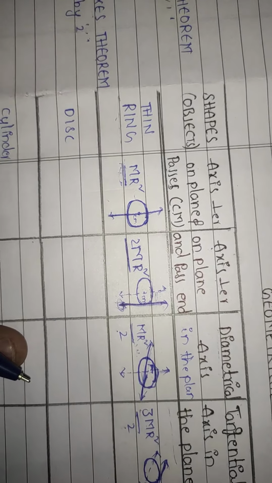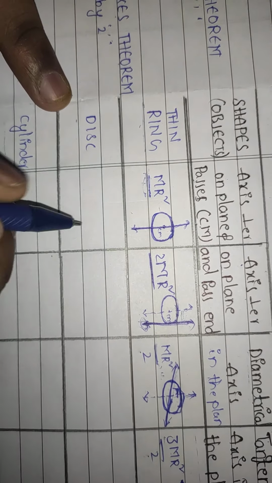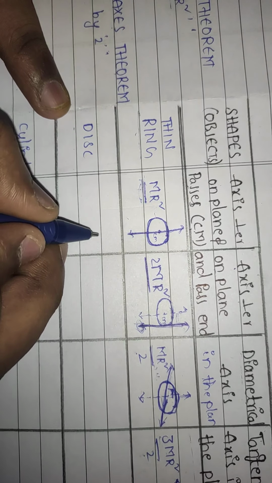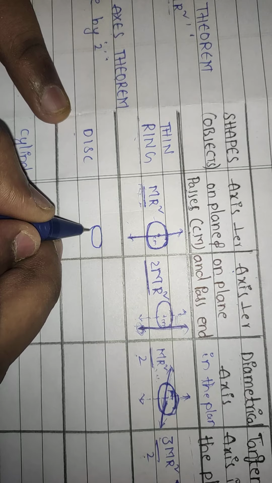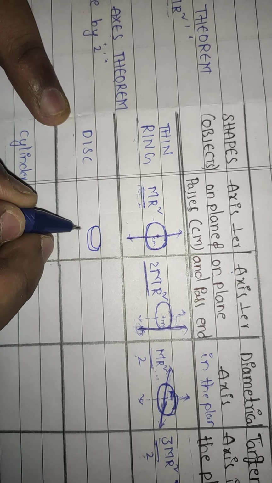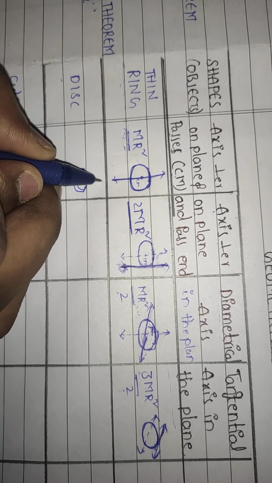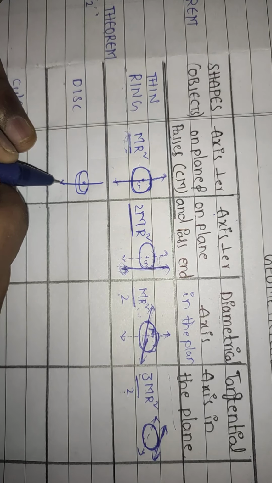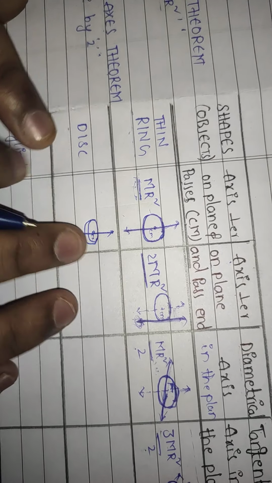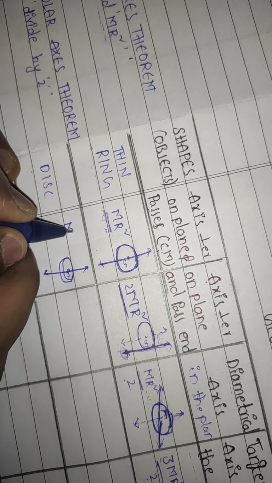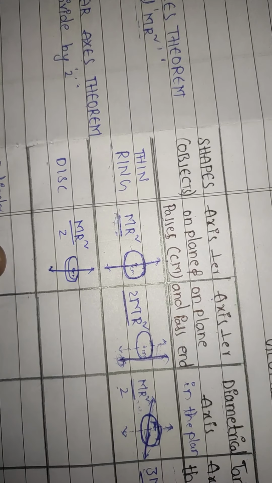Now let us take for disc. Axis perpendicular to the plane and passes through cm, that means center of mass. Think this is the disc. Now this is the center of mass. Axis perpendicular to the plane and passes through center of mass. This we have to remember, that is mr square by 2. No other remedy is there for it.